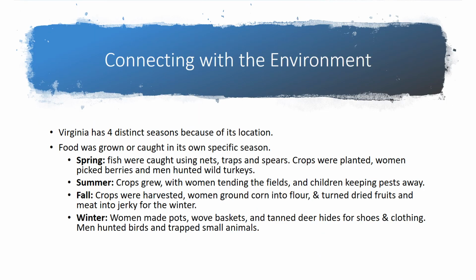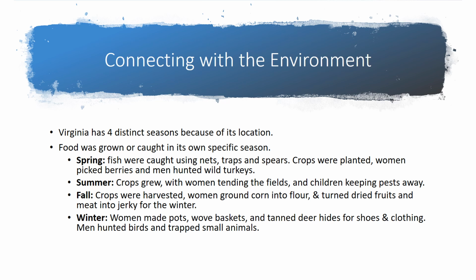Virginia has 4 distinct seasons, and as a result, Native American groups had to be purposeful in when they hunted, fished, harvested, and planted crops. During the spring months, fish were caught using nets, traps, and spears. Crops were planted, and women picked berries and men hunted wild turkeys. As summer arrived, crops continued to grow, with women tending the fields and children keeping the pests away.